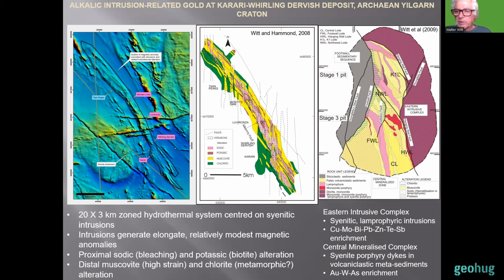There is no economic gold mineralization in the Eastern Intrusive Complex, which is confined to the central mineralized zone and is associated with hydrothermally bleached volcaniclastic rocks, which overprint a sea of potassic alteration defined by hydrothermal biotite.